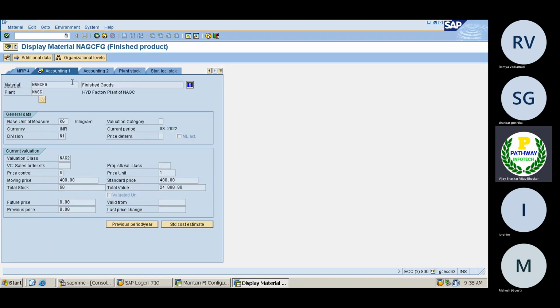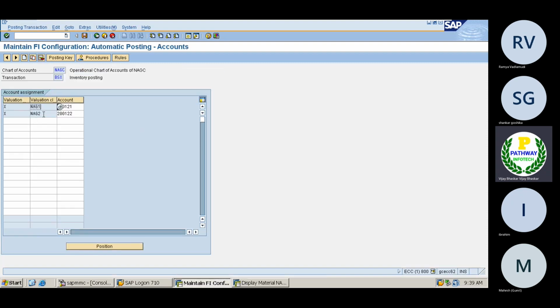Now you can see here this is the material master record. Like how you have master records for vendor, customer, asset, and GL accounts, this is also there for material. We will have a separate master data for finished goods. Now you can see here the valuation class. This valuation class is assigned to this material master, and then this valuation class is tagged to the GL account.